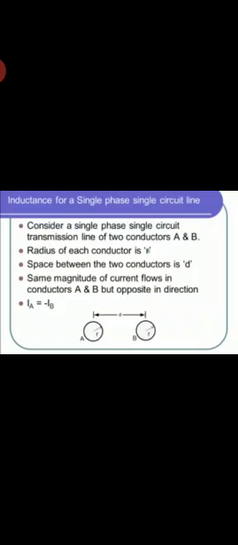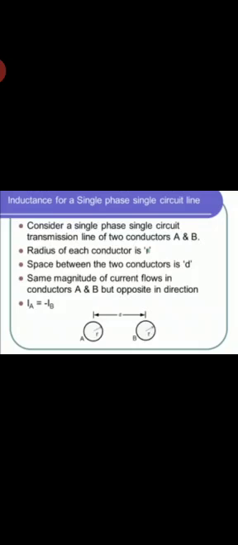Then the radius of each conductor is R. The space between the two conductors is D. The same magnitude of current flows in conductors A and B, but in opposite directions. Therefore IA is equal to minus IB.